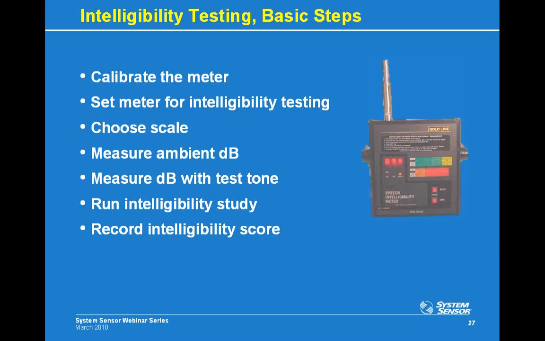Next, you'll measure the ambient dB in the space. Then you'll be ready to run your intelligibility test tone and ensure that your dB reading with the test tone is at least 15 dB over your ambient. And at this point, you are now ready to run your intelligibility test. Now you can make note of the score and move on to your next test area.